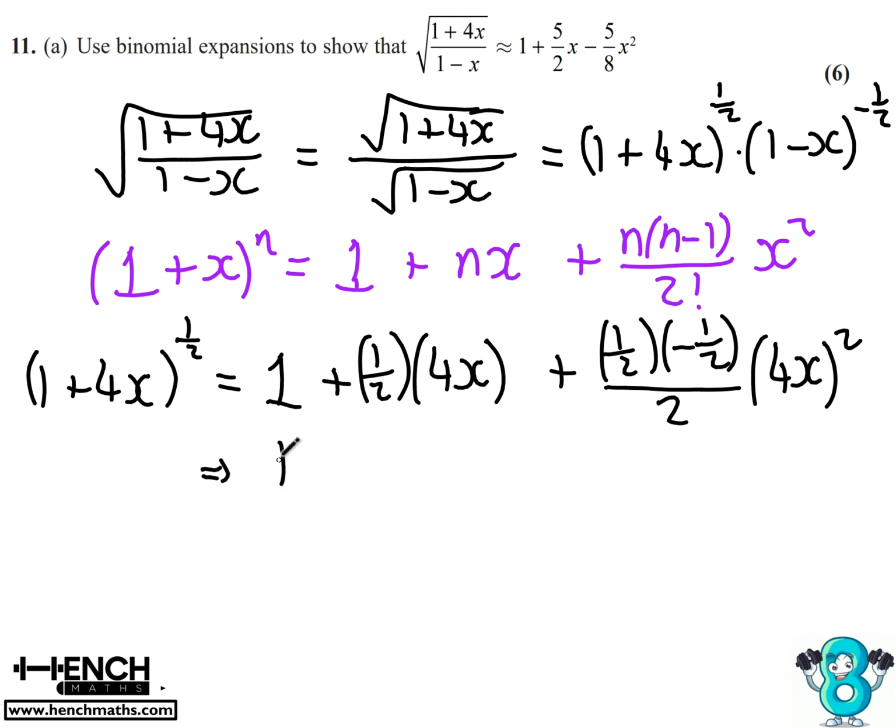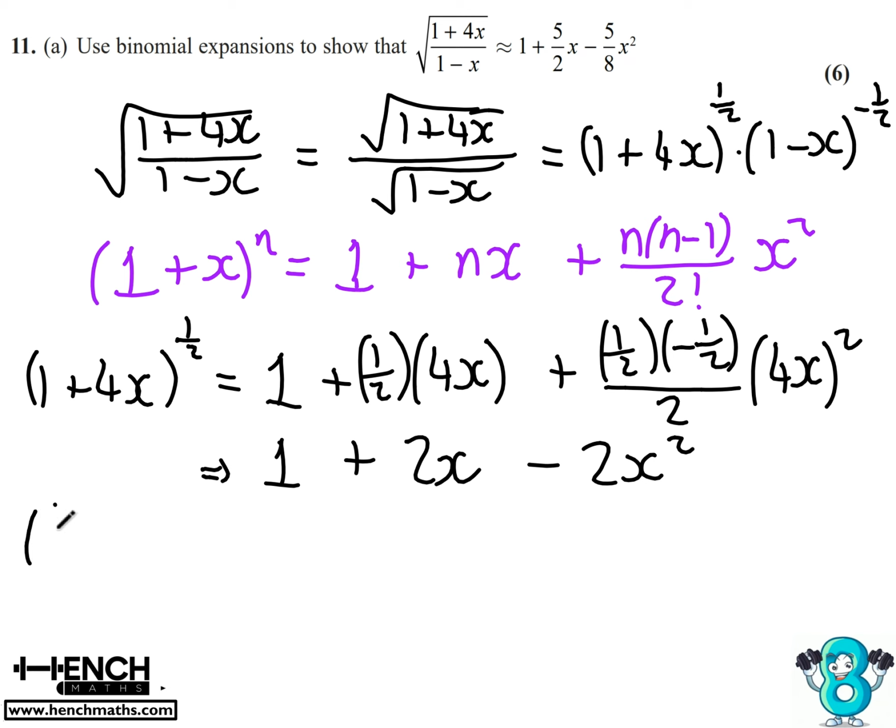This is going to give us 1 plus 2x. A half times negative a half is negative a quarter. Divided by 2 is negative an eighth. Multiplied by 16x squared. 4x all squared is 16x squared. So negative an eighth times by 16 is going to give us negative 2x squared.